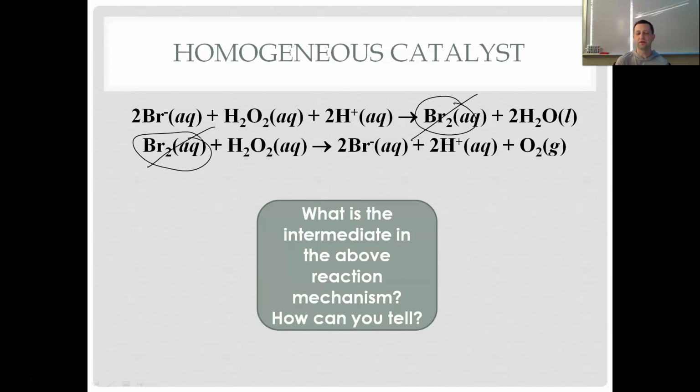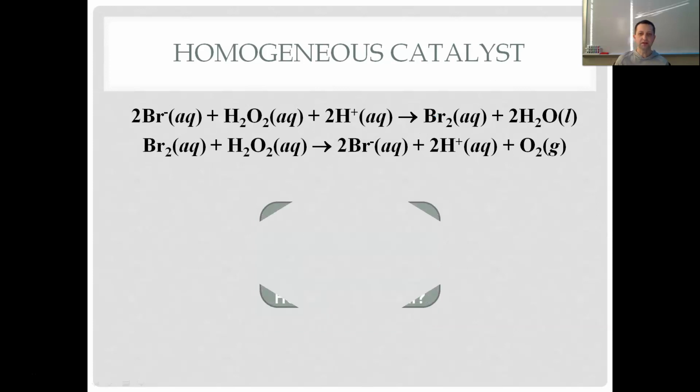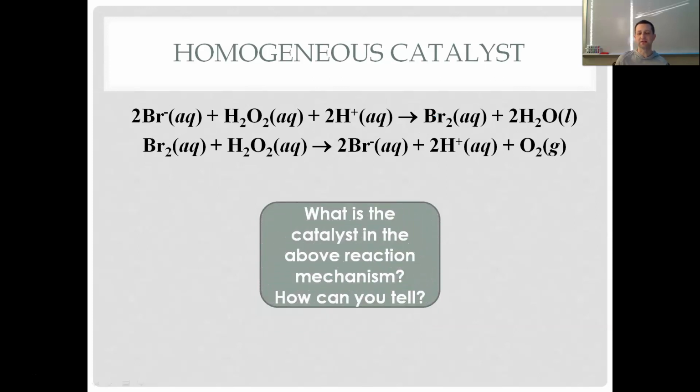It wouldn't be in your overall chemical equation, so in this case, the Br2 is your intermediate. Okay, next question is, what is the catalyst? We did talk about this before in a previous lesson, and how can you tell it's the catalyst? So make sure you answer that and explain why.